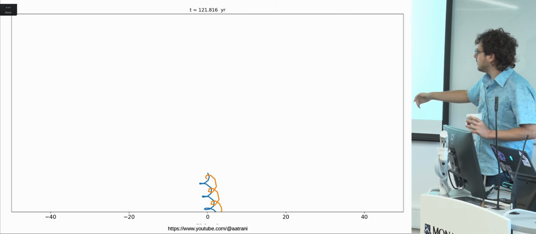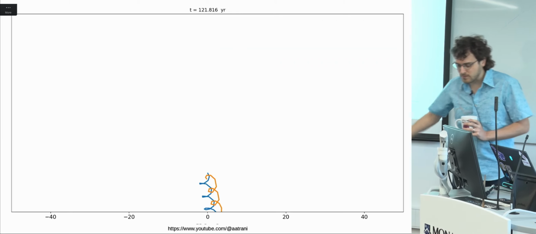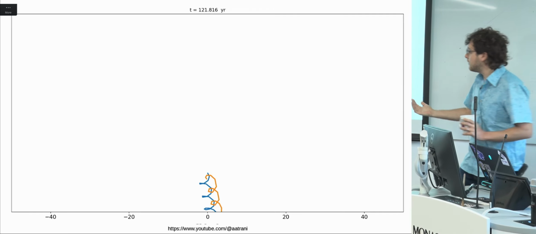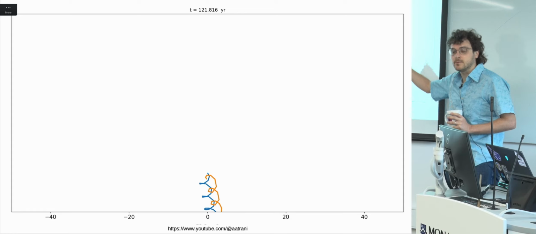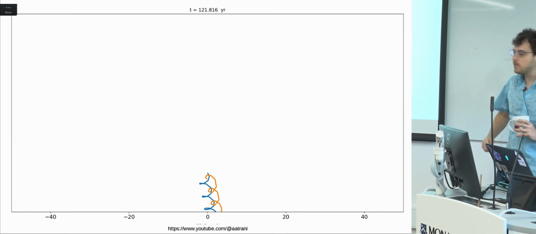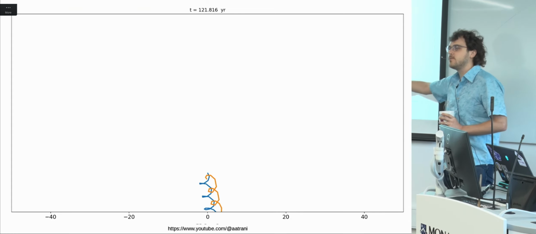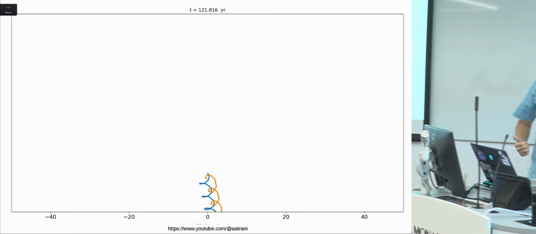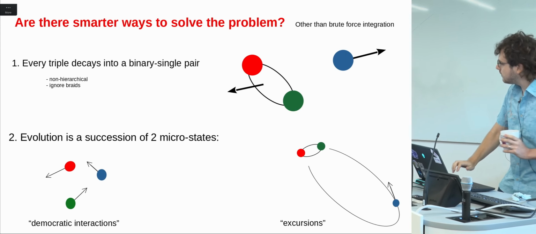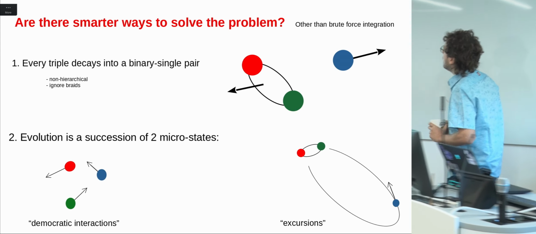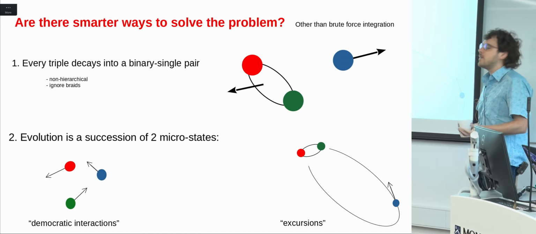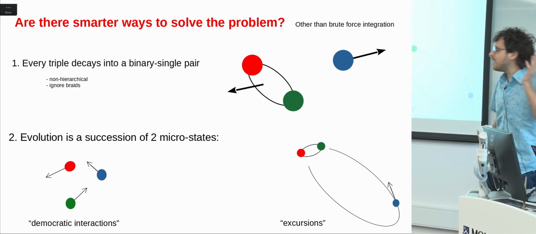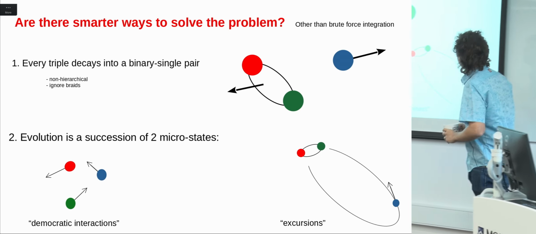So it's possible to demonstrate mathematically that this kind of configuration can never end up in a stable triple system. So you cannot form a hierarchical triple from this configuration, but what you obtain at the end is always a final binary and a single that are unbound with respect to each other, on hyperbolic orbits. And these are basically the two observations. So every triple system decays into a binary and a single. Of course, I'm talking about non-hierarchical, and we should ignore braids, which is another topic for another day.